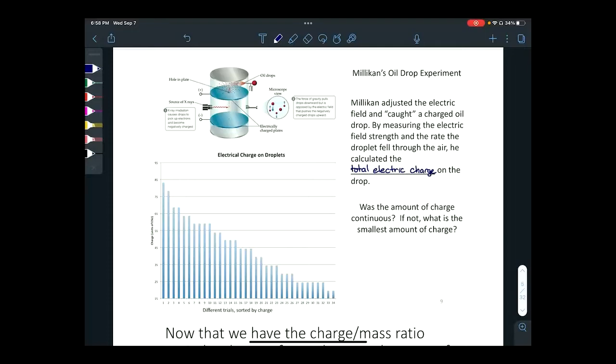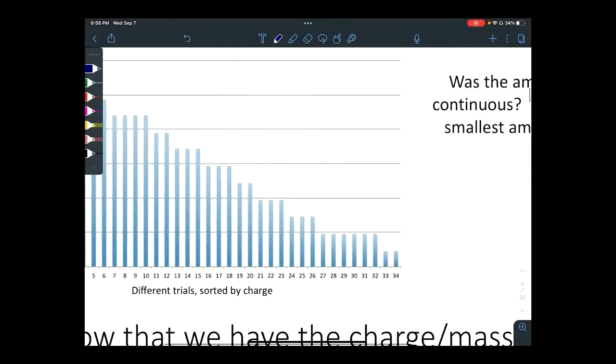What he actually did is he looked at all the data and saw that all of these trials have the same charge on the oil droplet. All of these data points have the same charge. All of these ones have the same charge. Do you see what's happening? What do you see as the difference between all of these different trials? They all have the exact same increment, and that, he deduced, is the charge of an electron.